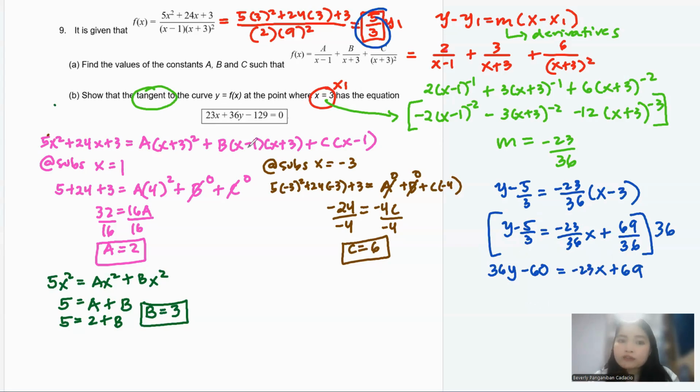And another one, follow that format. So you already have 23x, put it on the other side. The 36y is not moving, so just as is. 36y. And then combine negative 60 minus 69, that's a total of negative 129. And therefore, it is shown.